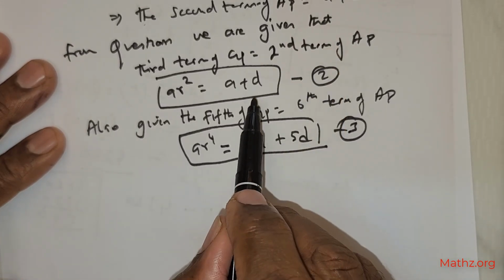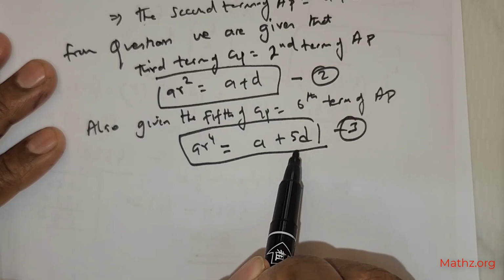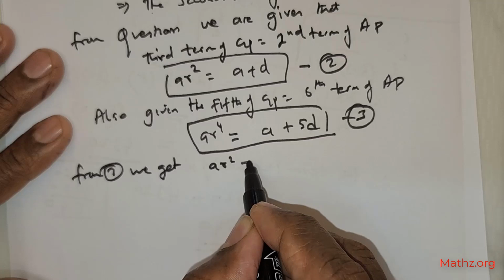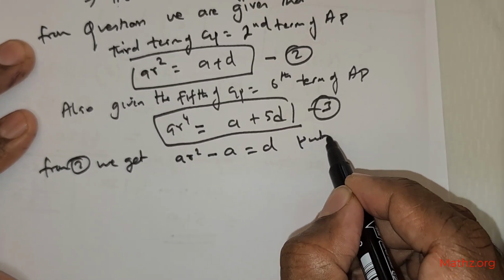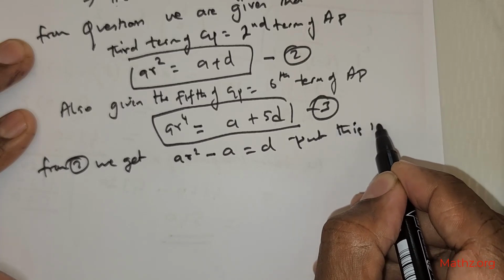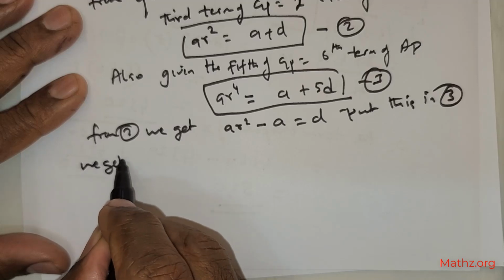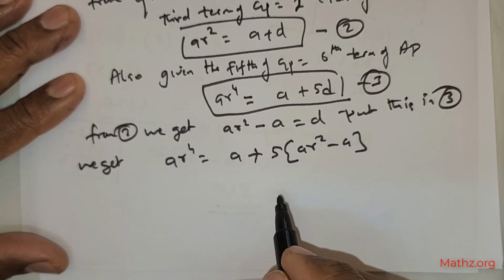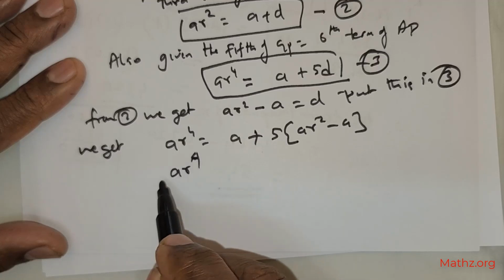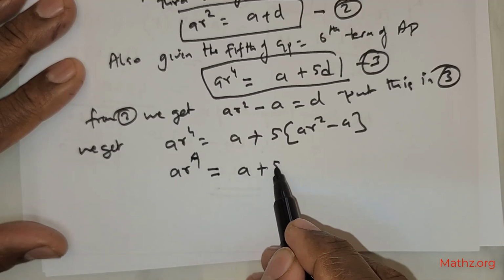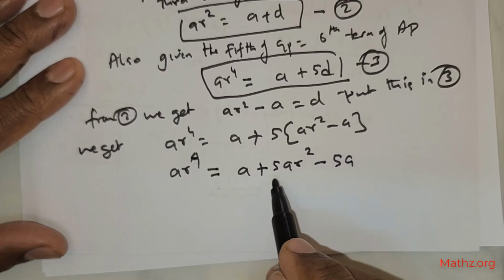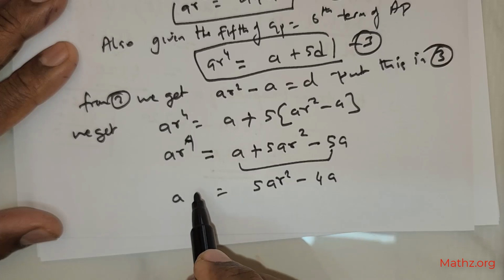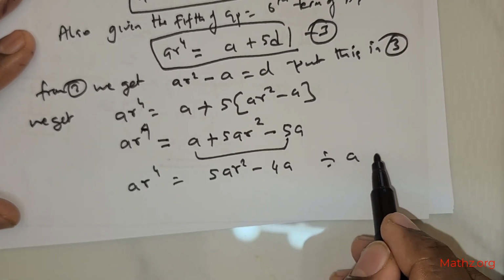So what I want to do is get rid of this D. So from 2 we get A into R squared minus A is equal to D. Put this in 3, we get A times R raised to the power of 4 is equal to A plus 5 times of A times R squared minus A, because that's the value of D. So this is A R raised to the power of 4 is equal to A plus 5 A R squared minus 5 A, where these two you get minus 4A, and you have A times R raised to the power of 4. So you divide by A throughout.